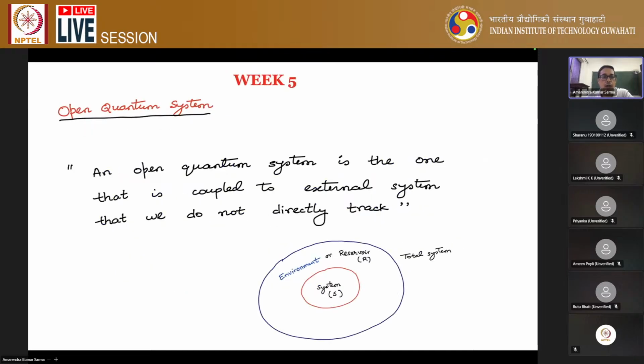Then in week 5, which is currently going on, we have discussed open quantum systems. This particular week is a little bit different, as I have deliberately done all the maths here, because it is important to learn how the quantum master equation, which is said to be the powerhouse of quantum optics, is derived. And by open quantum system, we mean how our system is getting coupled to an external system, which generally we cannot directly track.